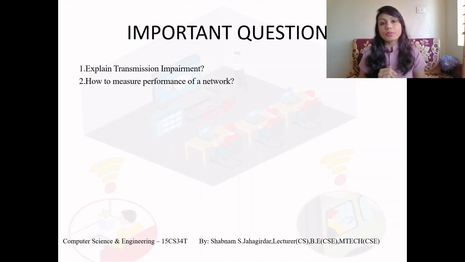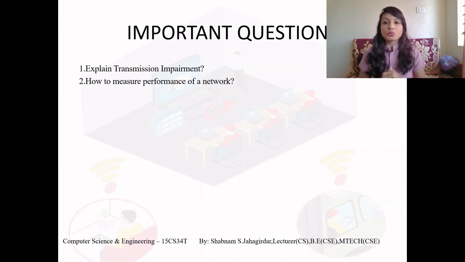Now let's see some of the important questions in this topic. The first one is: explain transmission impairment. You have to first write what transmission impairment is, write the causes of transmission impairment, and explain each of those, that is attenuation, distortion, and also noise, with neat diagrams and points.